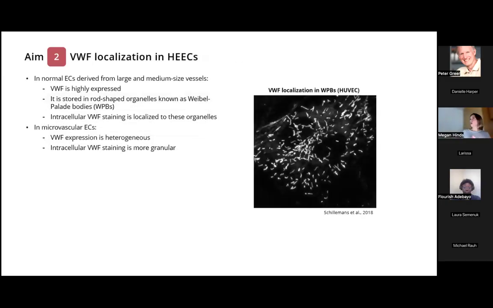And so going into the next task, which will be VWF localization in these cells. I briefly want to mention that normal endothelial cells derived from large and medium-sized vessels have high expression of VWF, and that it's stored in these rod-shaped organelles called Weibel-Palade bodies. It's pretty easy to identify when you're doing confocal, whereas in microvascular endothelial cells, expression is much more heterogeneous, and the intracellular staining may be more granular and/or completely absent.